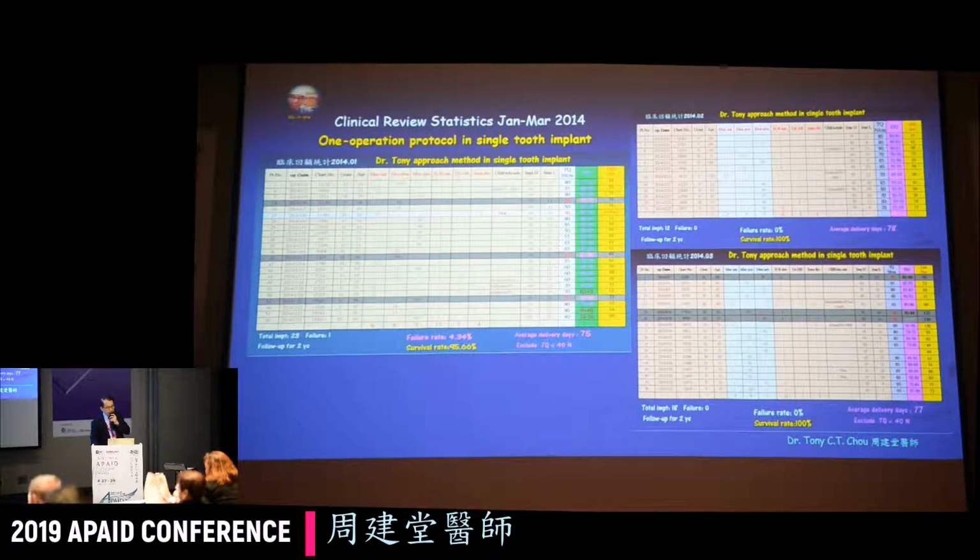99.53%. And in 2014, from January to March, I made a consecutive case analysis of this protocol in single tooth implants. Again we excluded cases with initial torque less than 40 Newton per cm. We had a total of 53 implants, with final prostheses delivered in 77 days, and we also got a very high survival rate, 97.83%.